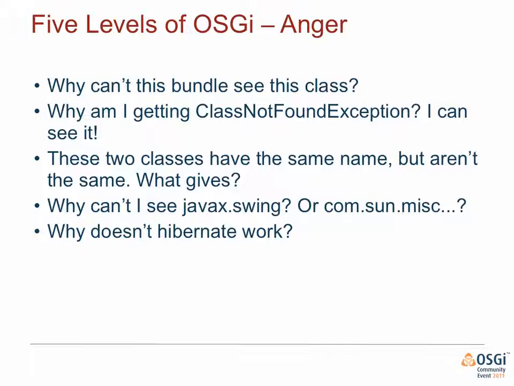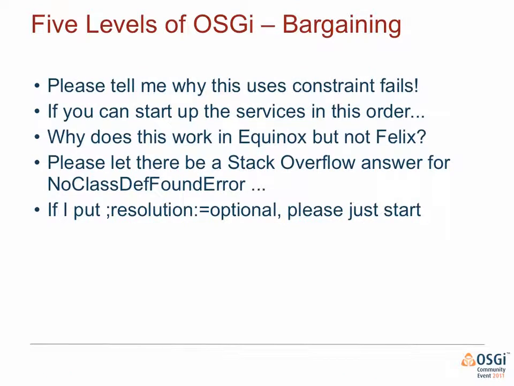Once you've worked off your anger, you then get into a bargaining stage. Please tell me why this uses constraint fails if we start up the services in this specific order. Why does this bundle work in Equinox but not in Felix? Oh, please let there be a Stack Overflow answer for no class def found error. If I put resolution equals optional, please just start.